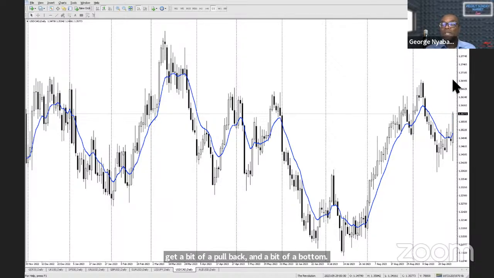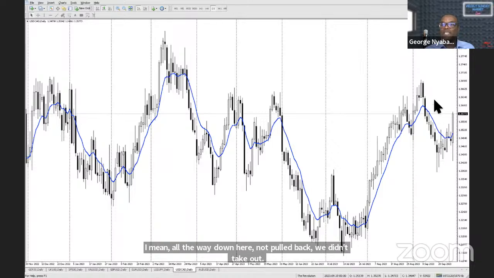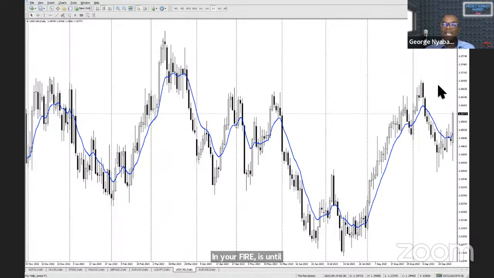Or if it goes your way, if you've taken that trade, low probability, anticipate that the bears had created this strong sell-off. I mean, all the way down here, no pullback. If you ever look at it, we didn't take out any of the highs until we go down here. So strong bearish price action. The bears will come back and defend that price action.